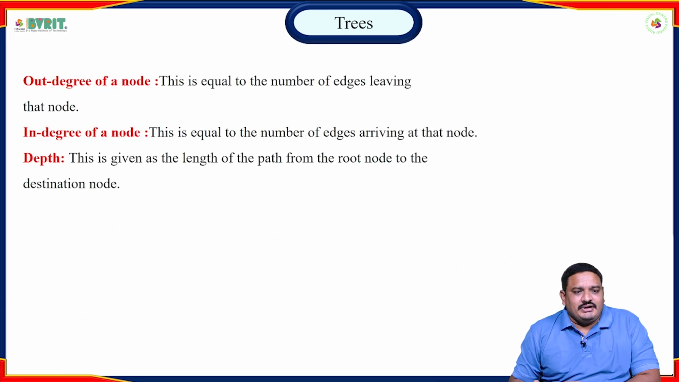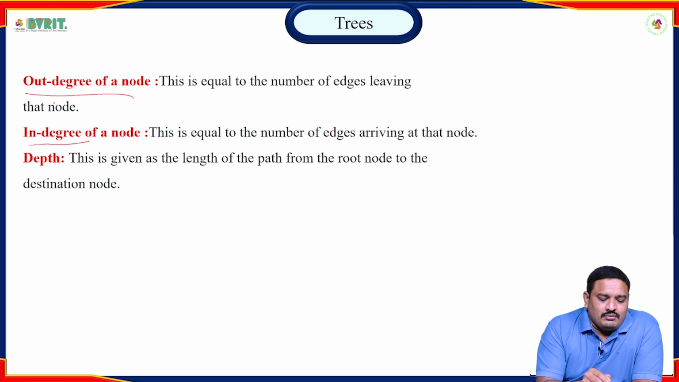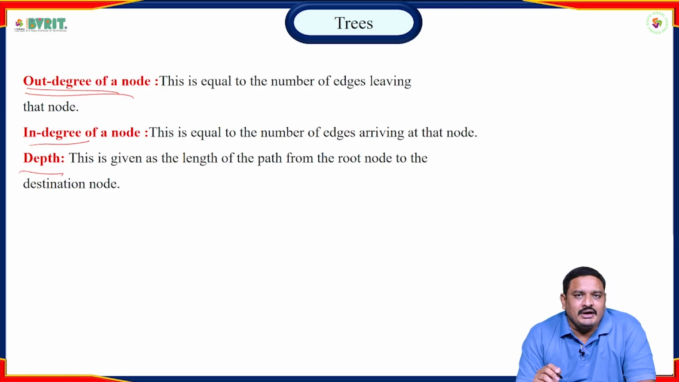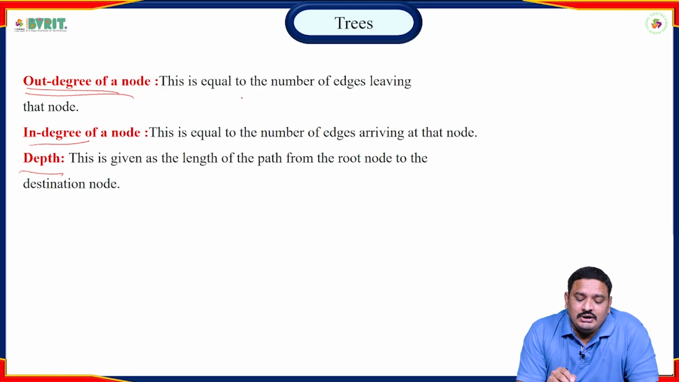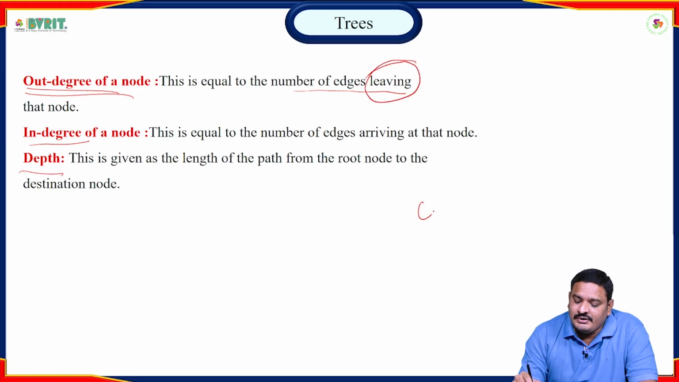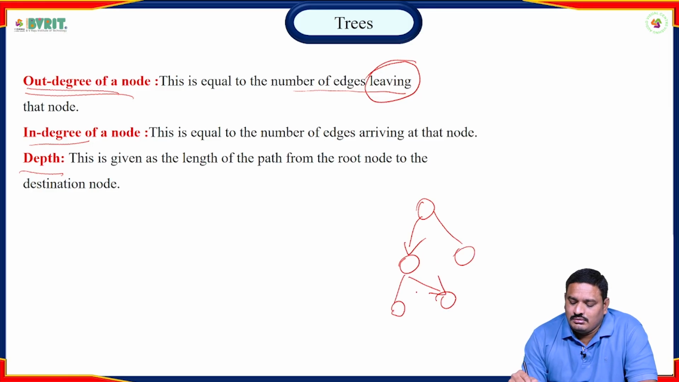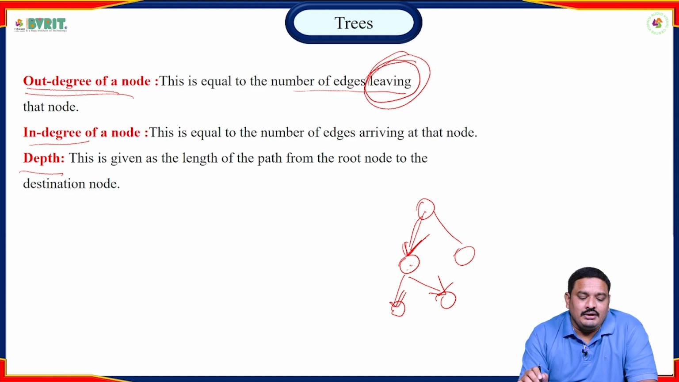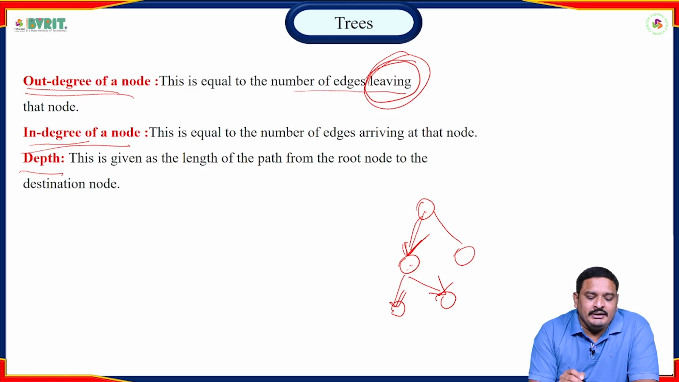Next one is, what is the in degree, what is the out degree, what is the depth. See one by one. Here, first see the out degree of the node. This is equal to the number of edges leaving the node. Number of edges leaving the node. This node has two leaving edges. This node has only one leaving. This node has only one leaving. That is called the out degree of a node.